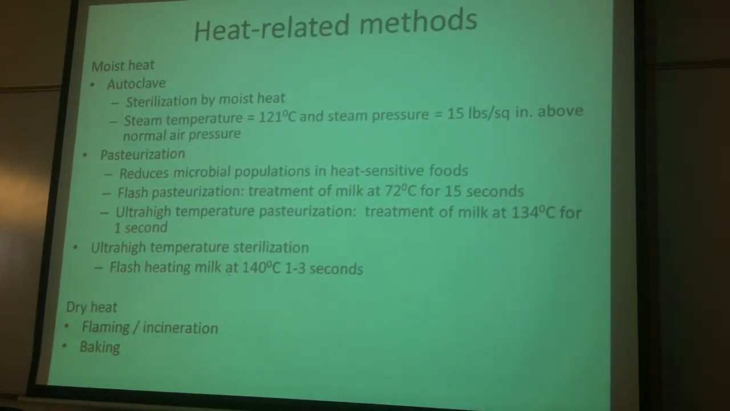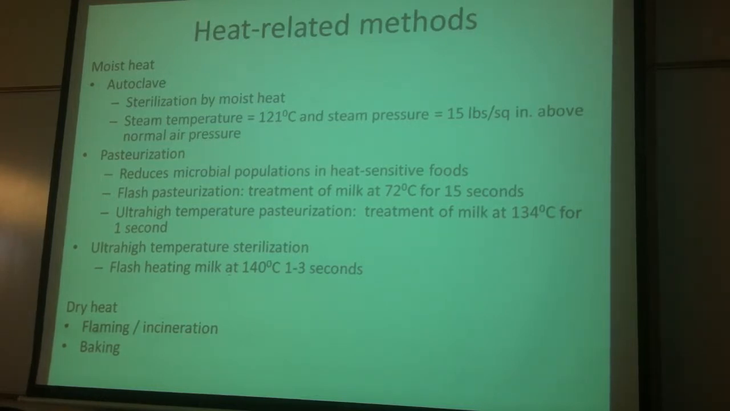Dry heat. What are we using here? Flaming. We also use incineration. We don't use that because we kind of like our eyebrows. But general flaming of flame loops is a way of sterilizing the entire loop. Baking uses lower heat than flame for a longer period of time. That can sterilize and get rid of things.